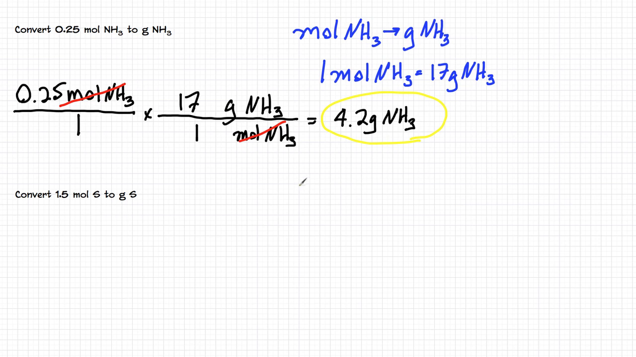Okay, for our last problem, we're going to go from moles of sulfur to grams of sulfur. And for every 1 mole of sulfur, I'm going to get 32 grams. And 32, of course, is the atomic mass of the element sulfur as read off the periodic table. So I write my original measurement over 1.